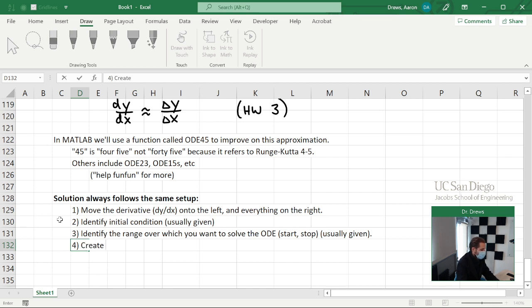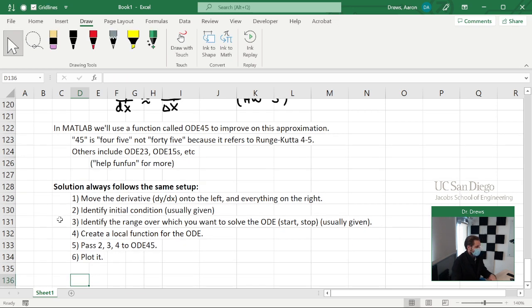Then you actually start the coding process, which is to create a local function for the ODE. Then you pass whatever you came up with in 2, 3, and 4 to the ODE45 function, and then you plot it. So 4, 5, and 6 are kind of the equivalent of creating your root finding function as a local function and then passing it to fzero or fsolve and then checking the result somehow, right? It follows a similar pattern here.